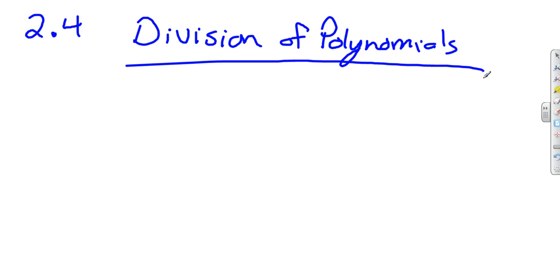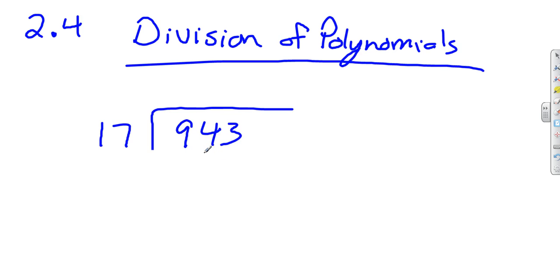When we're doing division of polynomials, you have to think back to doing a long division of regular numbers. Let's say you were taking 17 and dividing it into 943 or something like that. Let's make it a little bit longer. There we go, 9,432. Y'all remember the basics on that one?